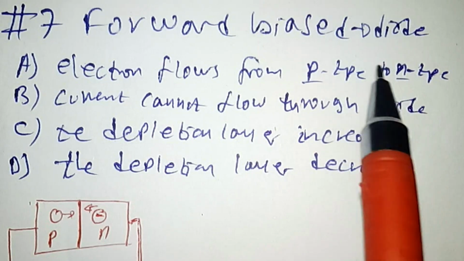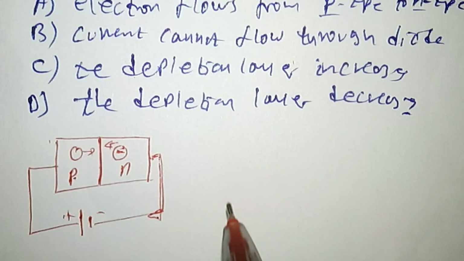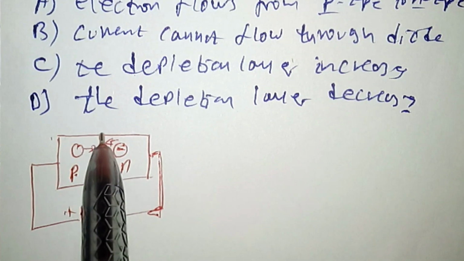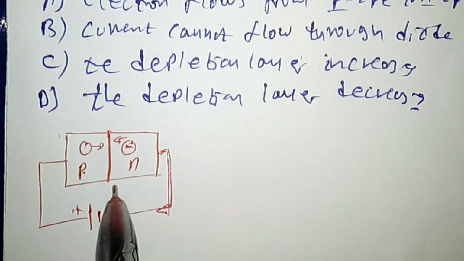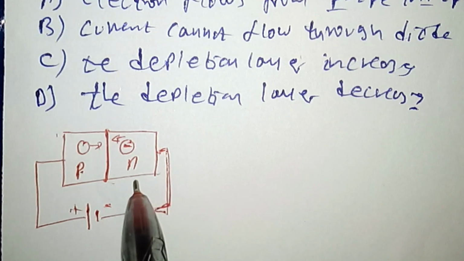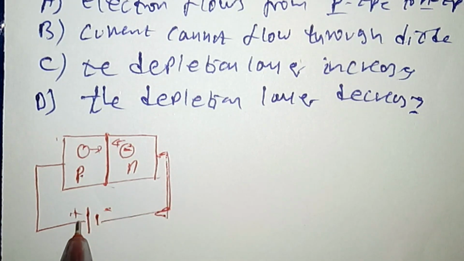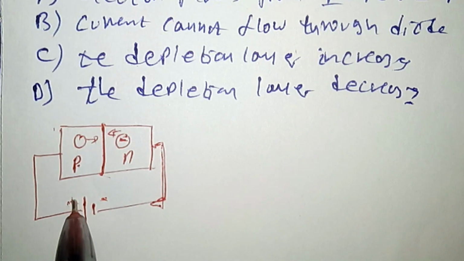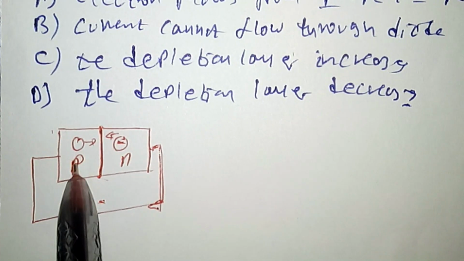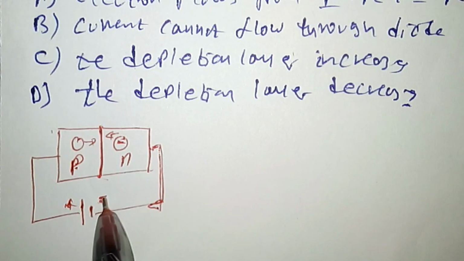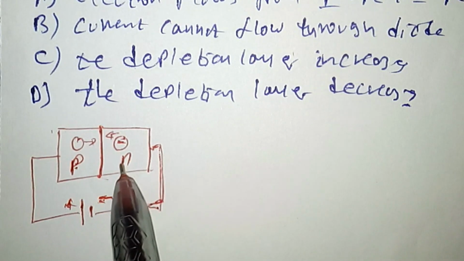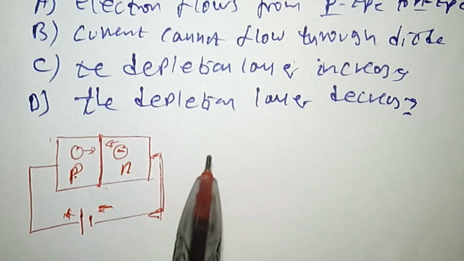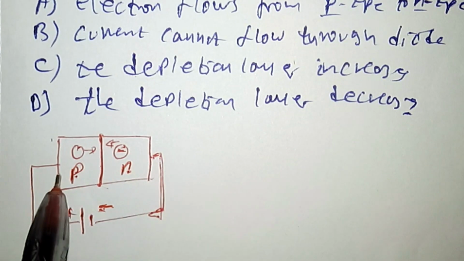So if the diode is forward biased, it is obvious that a diode is a combination of PN junction, or PN type semiconductor combination, which is what we call the diode. So if the diode is forward biased, that means the positive terminal of the battery is connected to the P-type semiconductor and the negative terminal of the battery is connected to the N-type semiconductor. So in this case, the electrons flow from the N-type to the P-type.